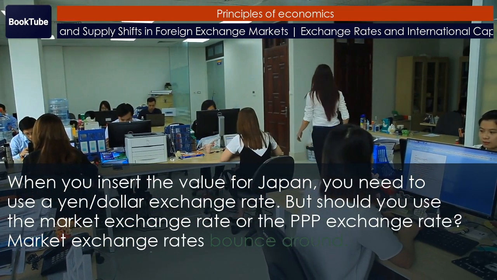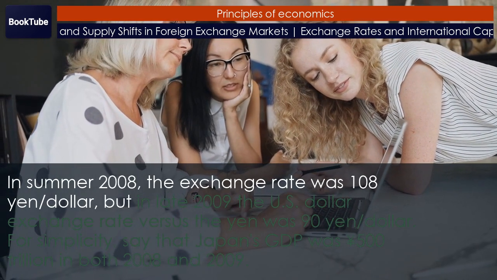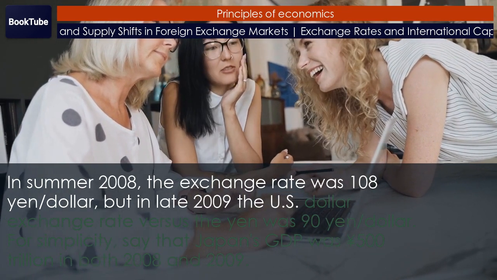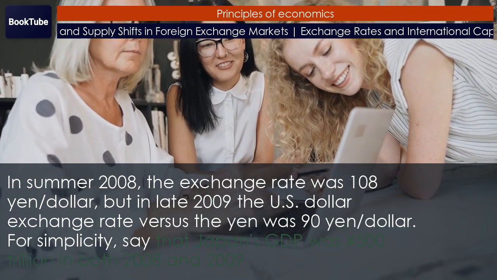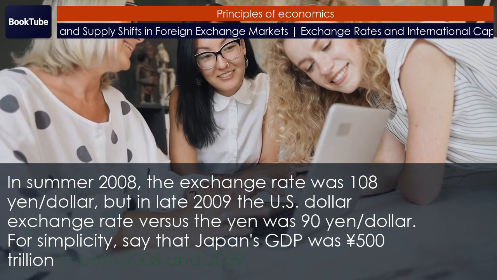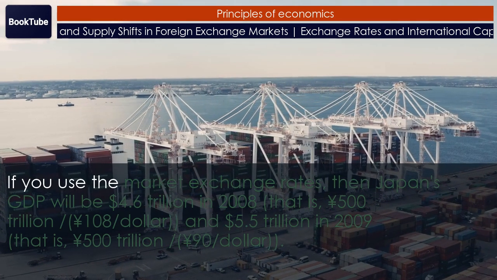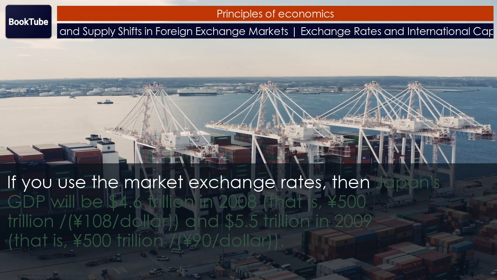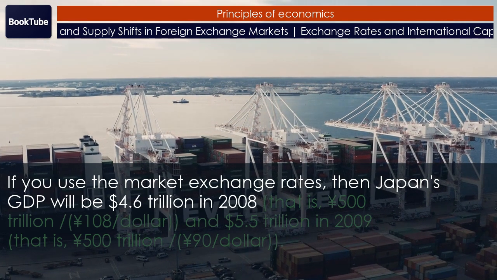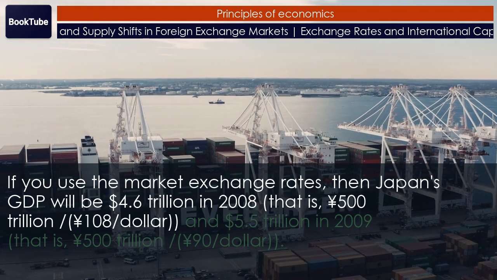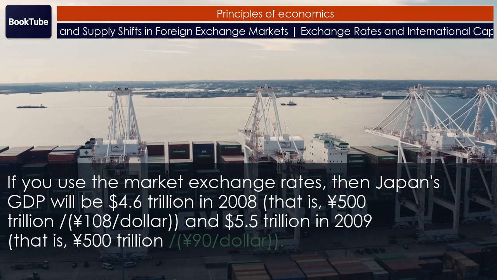Market exchange rates bounce around. In summer 2008, the exchange rate was 108 yen-dollar. But in late 2009, the US dollar exchange rate versus the yen was 90 yen-dollar. For simplicity, say that Japan's GDP was 500 trillion yen in both 2008 and 2009. If you use the market exchange rates, then Japan's GDP will be $4.6 trillion in 2008. That is 500 trillion yen per 108 yen per dollar, and $5.5 trillion in 2009. That is 500 trillion yen per 90 yen per dollar.